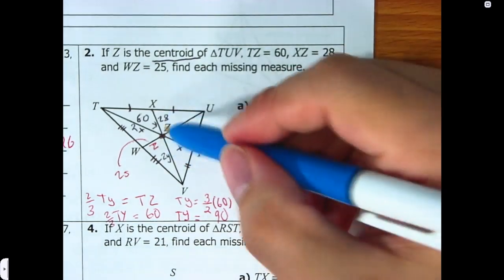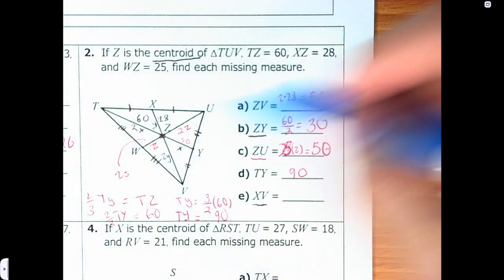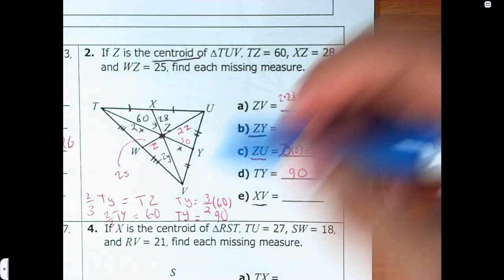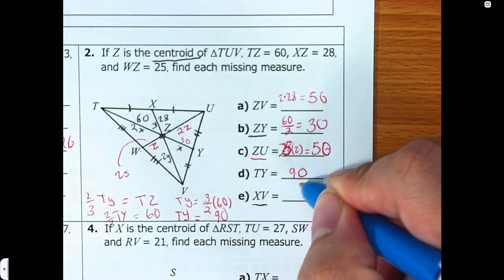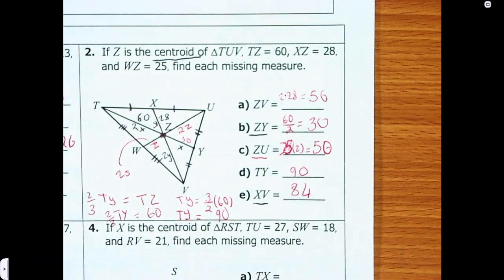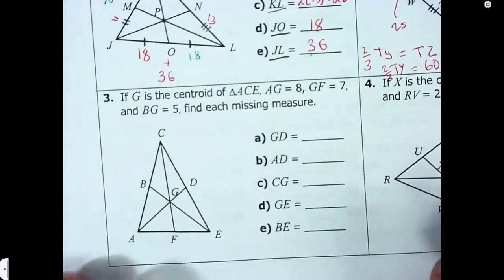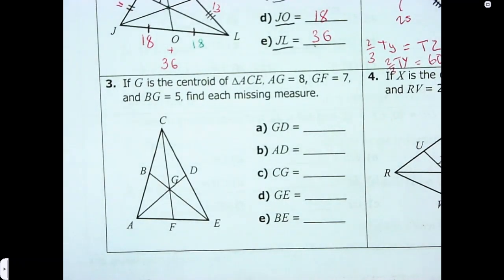XV, we have ZV that was 56. We have XZ that is 28. So XV is going to be a total of, I want to say, 84. Okay, so this is what we're going to have for our assignment. Okay, let's set this up. I'm going to let you find the actual distances yourselves, and we can check it at the end.